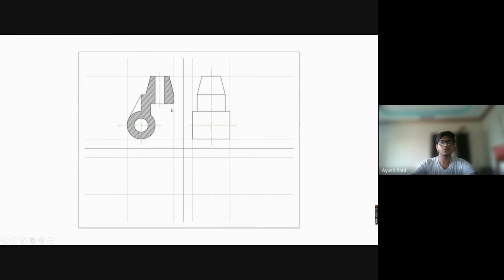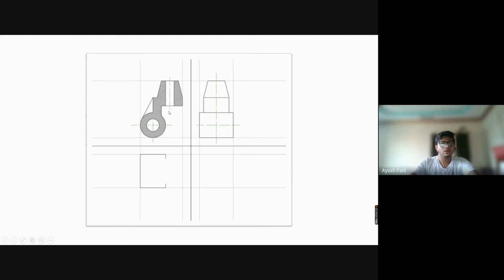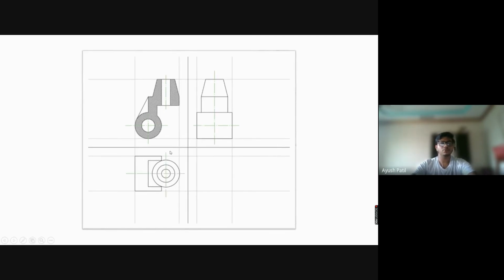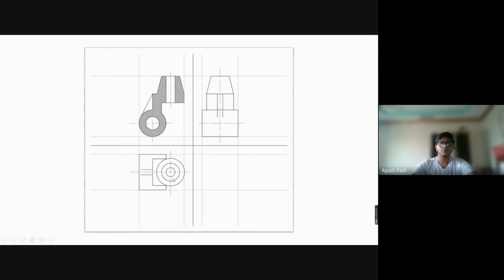Then we have to draw the hatching lines of this front view. Then after that, by referring to the front view, we have to draw the top view like this. Then by referring to this middle line, we have to draw these circles of the top view, and then we have to draw the middle line of this top view, and we have to draw this rib here by referring to the front view.